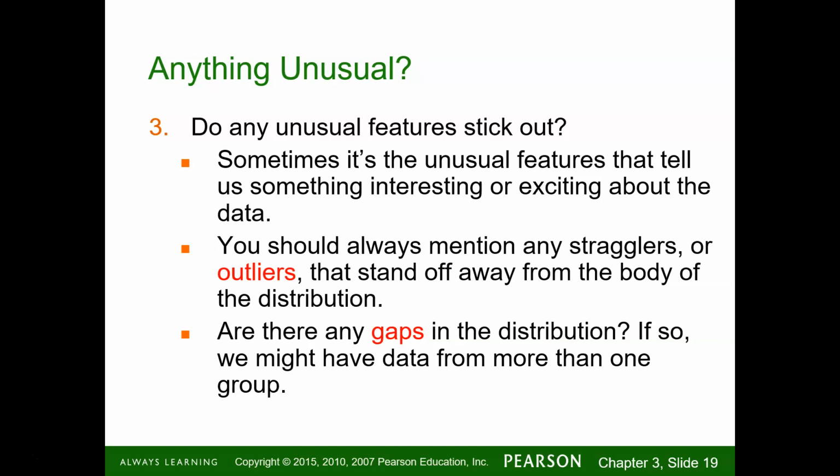Do any unusual features stick out? So we did the C, now we're on the U, unusual. What they mean by unusual: are there any outliers? What if there were that 150 magnitude earthquake way on the outside? That would be called an outlier, something that stands away from all the other data. And are there any gaps? Usually outliers will be out there and there'll be a gap between all the other data and the outlier. So if there are any gaps or outliers, that's unusual data in a graph. You always look for that, and you always talk about it when you're talking about a graph.